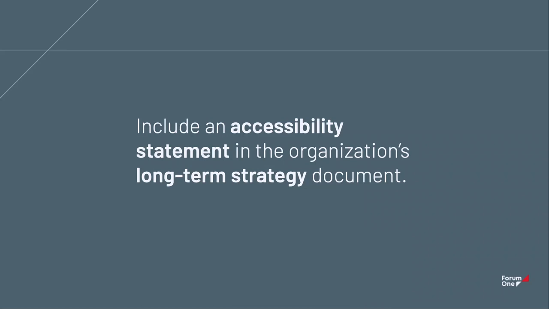But putting it into the long-term strategy of your organization really makes it a key part. It's a key driver to how the organization runs. You want accessibility to be not necessarily at the forefront, but always in the picture, and you're always thinking about it. It's not always going to be the main thing you worry about, and it shouldn't be. But it should be something you think about on every new thing you're looking at.